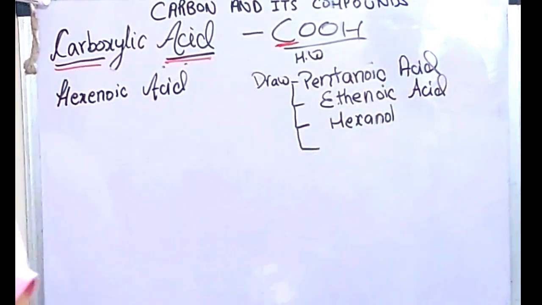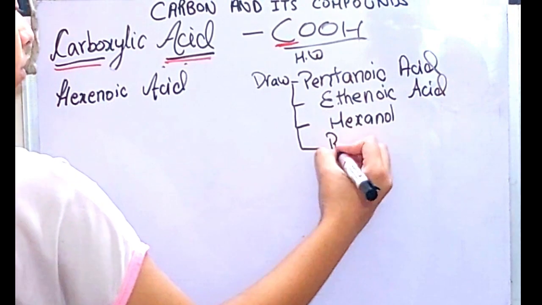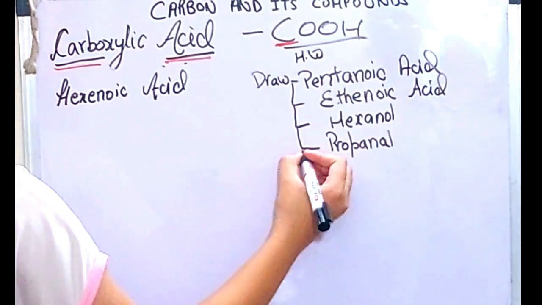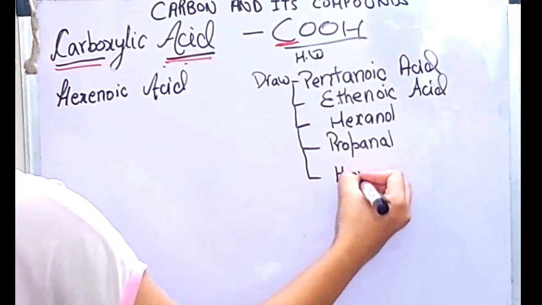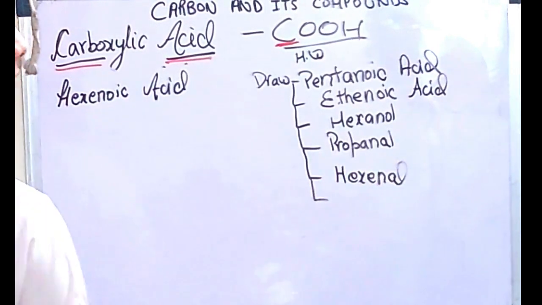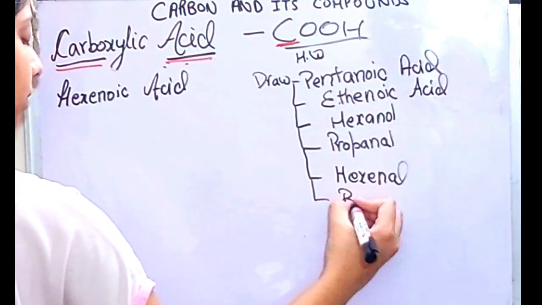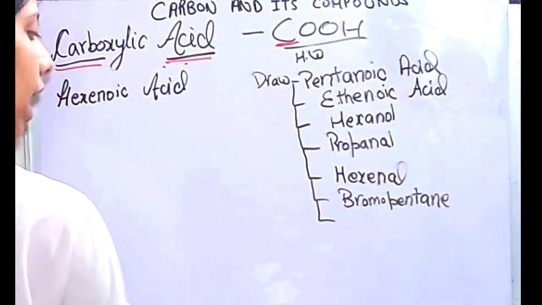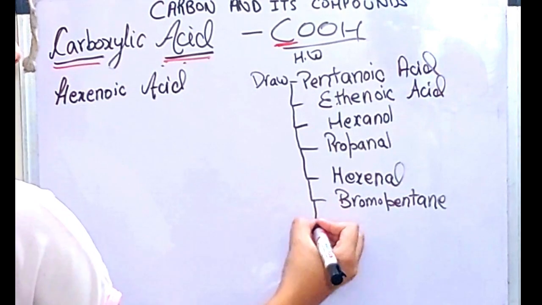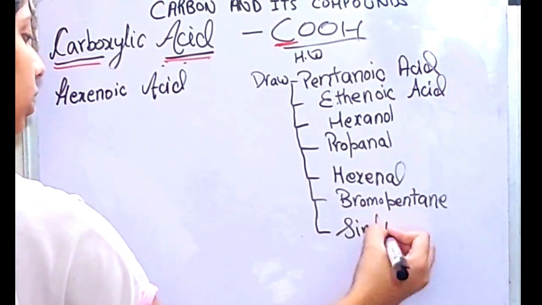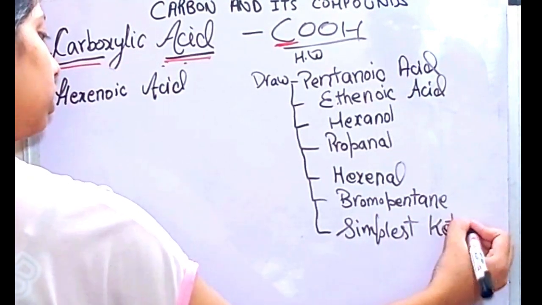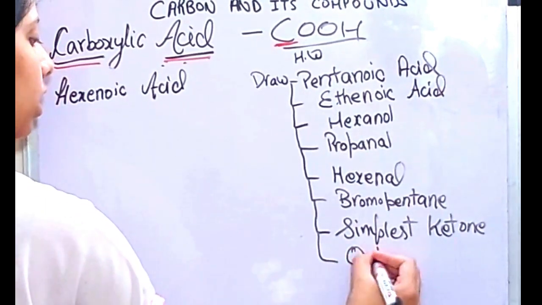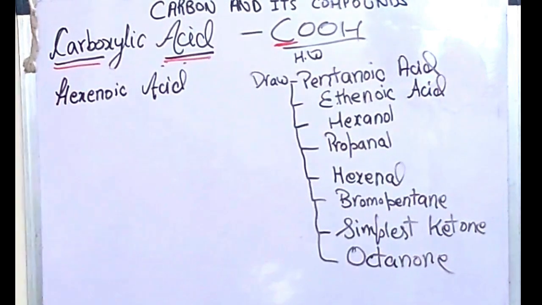hexenol, propanol actually, propanol, hexenol, and bromo pentane, and simplest ketone, and octanol. This is your homework.